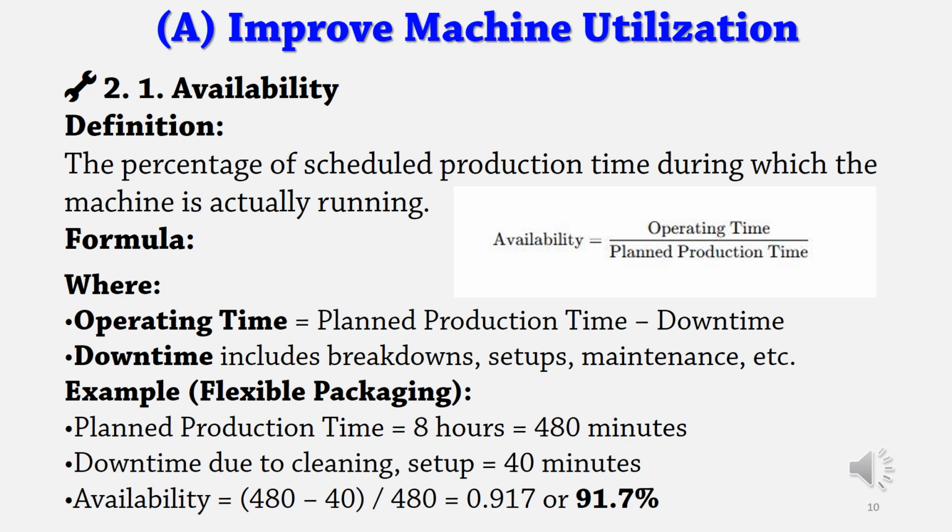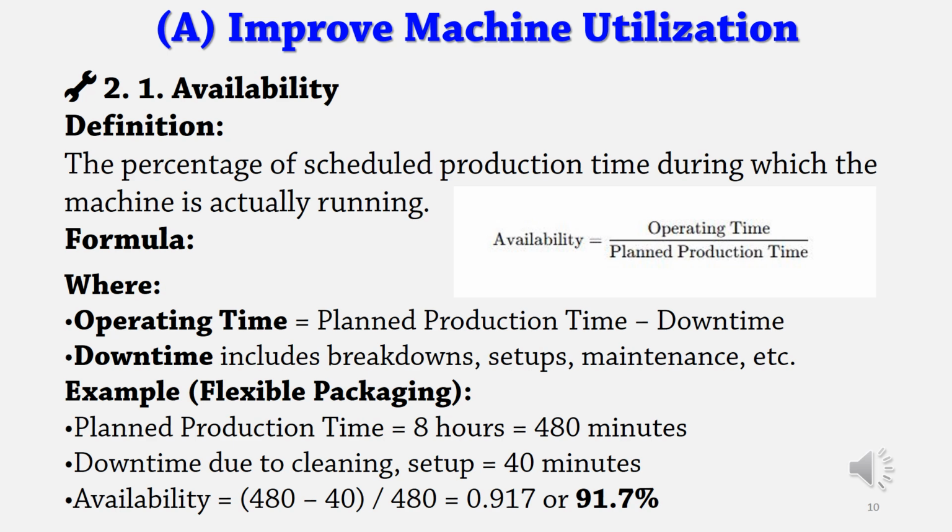Let's understand what is availability. The percentage of scheduled production time during which the machine is actually running. Its formula is availability is equal to operating time divided by plant production time, where operating time is equal to plant production time minus downtime. Downtime includes breakdowns, setup, maintenance, etc.